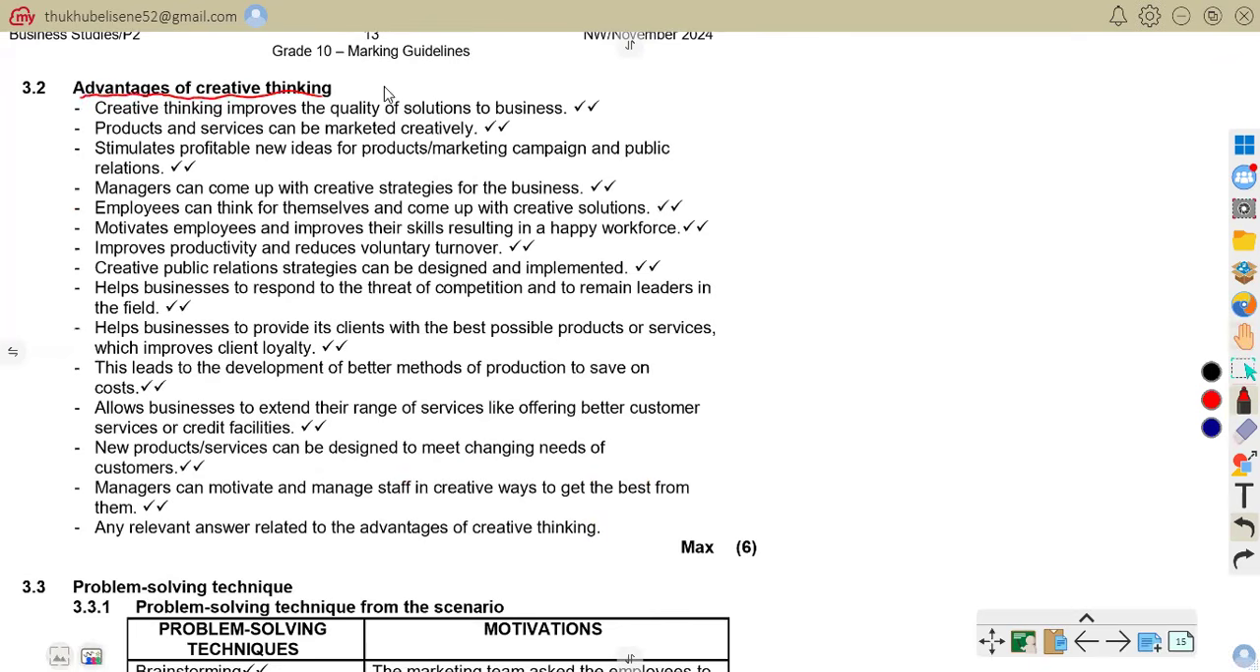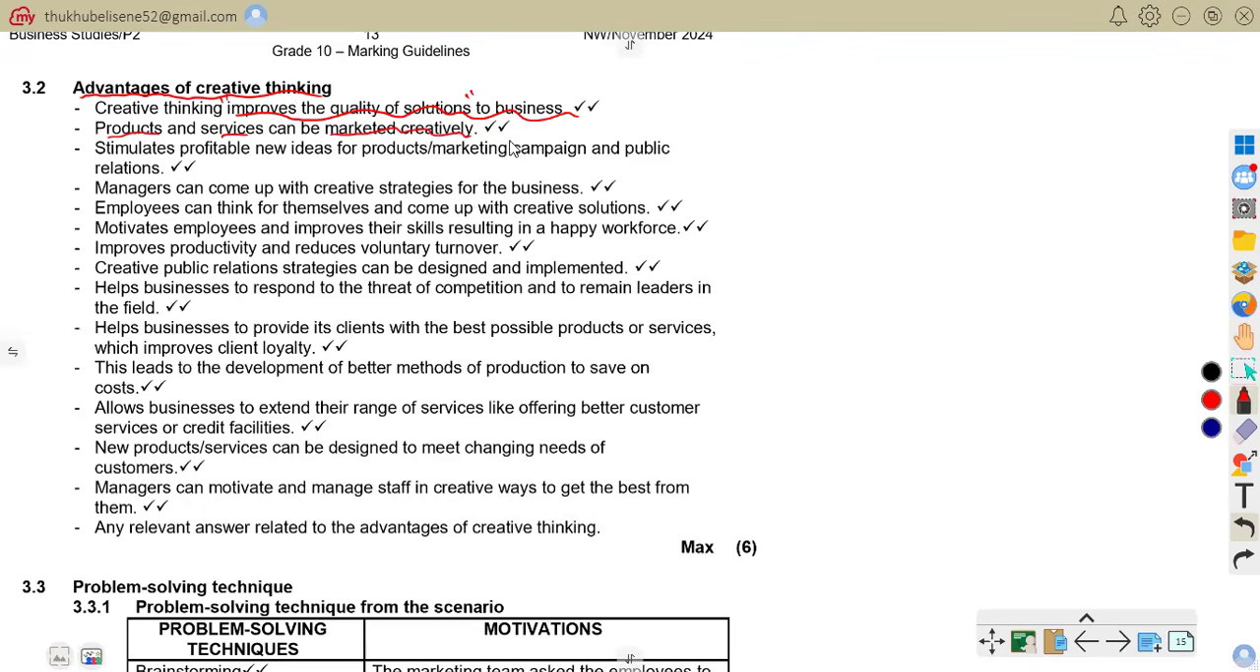Advantages of creative thinking. First, creative thinking improves quality of solutions in the business. It means it leads to better ways of solving business problems. For example, using eco-friendly packaging to attract customers. So we are improving quality of solutions to our problem. Also, products and services can be marketed creatively.